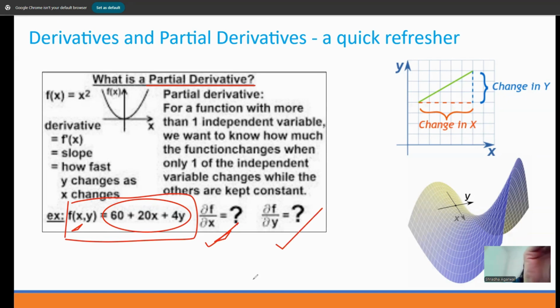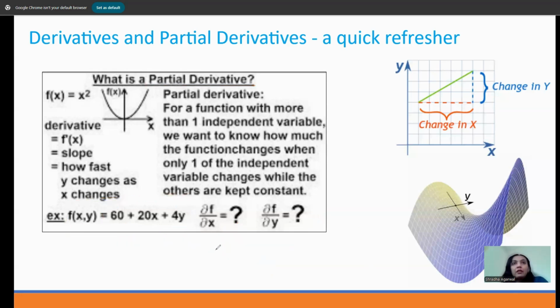So here your del f by del x, you will take 60 and 4y both as constant, and your del f by del x will be equal to 2. Whereas for del f by del y, you will take these two as constant and it will become 4. Does it make sense, guys? Let's do it again if it didn't make sense to some of you.